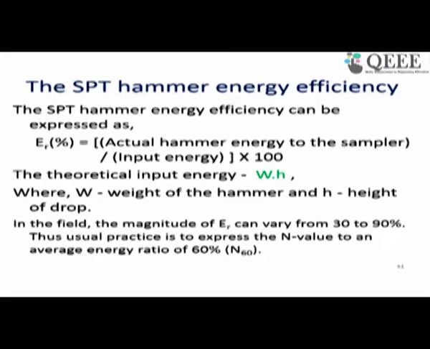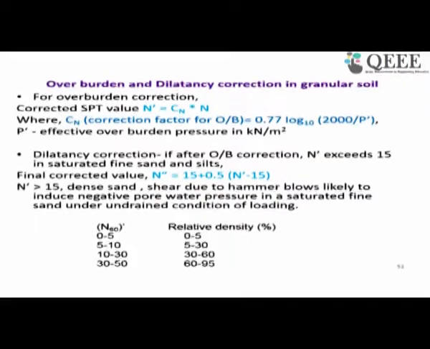The theoretical energy input is W times H, where W is the weight of the hammer and H is the height of the drop, and usually this input energy varies from 30 to 90%. The usual practice is to express the N value to an average energy of 60%. Usually we consider 60% of the hammer energy as in practice. There are some other corrections like overburden and dilatancy. We go by the overburden correction.